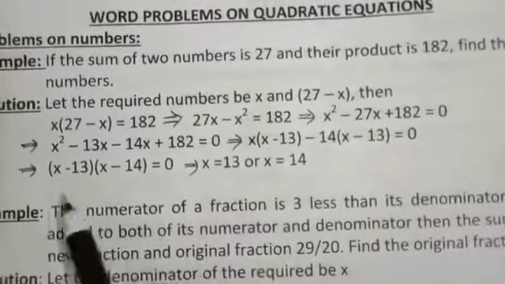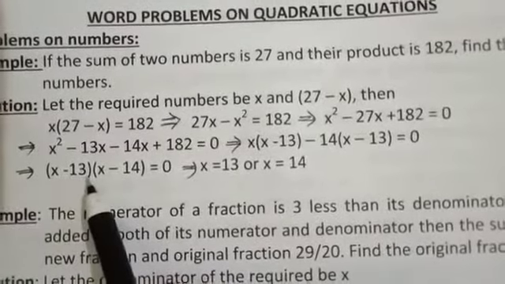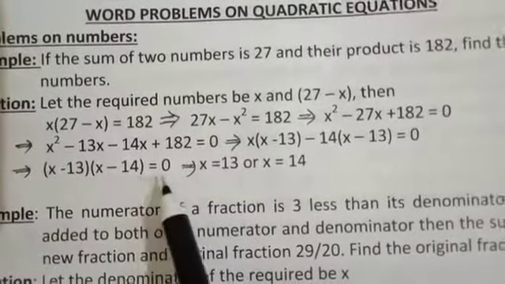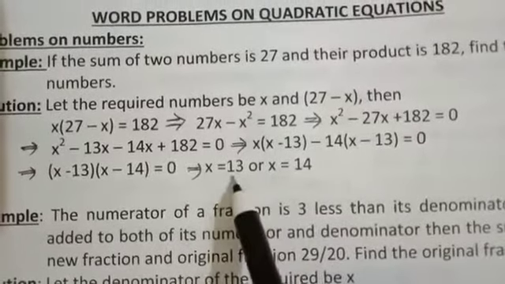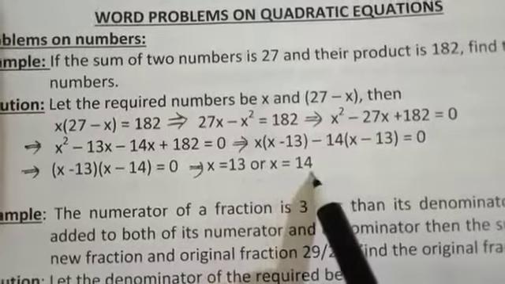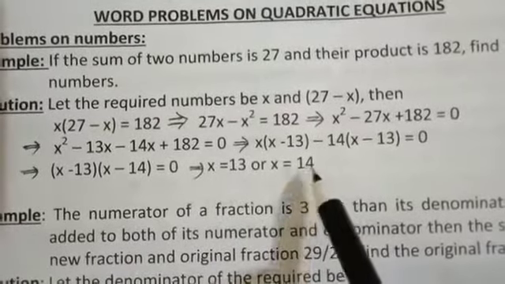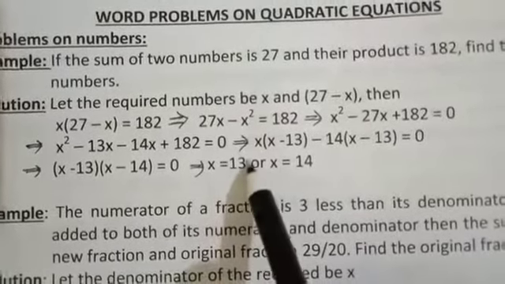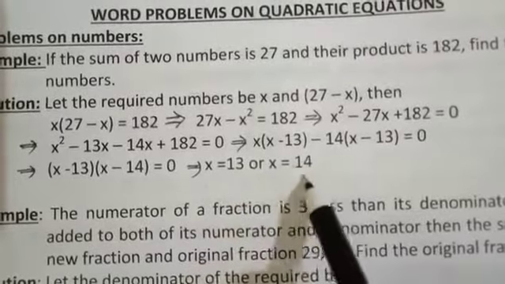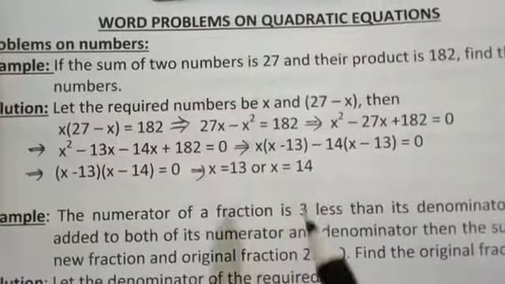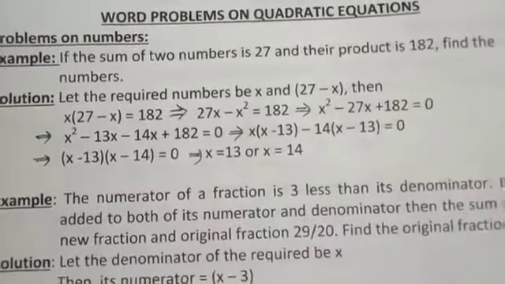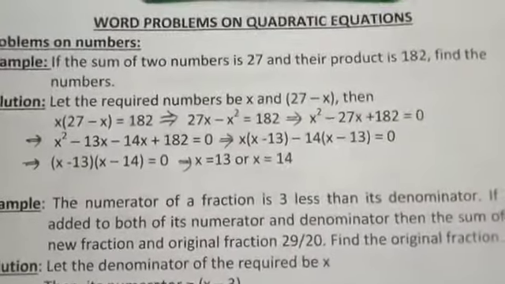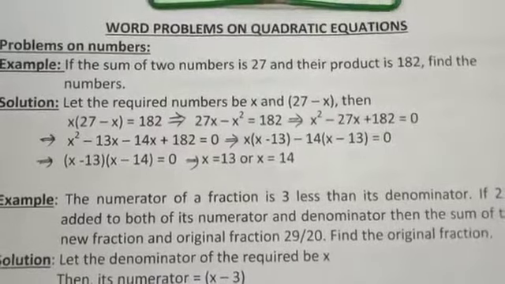From there, we are getting two factors, x minus 13 and x minus 14 equal to 0, which gives me two answers, x as 13 or x as 14. That means if we take the first number as 13, the second number will be 14. If we take the first number as 14, the second number will be 13. So this is the first type of question which I have explained just now.